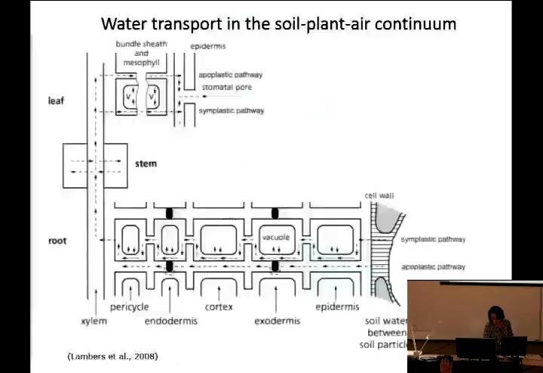Okay. Phew. This slide is showing two different water pathways in a plant system. One is what we call the symplastic pathway. Yes.